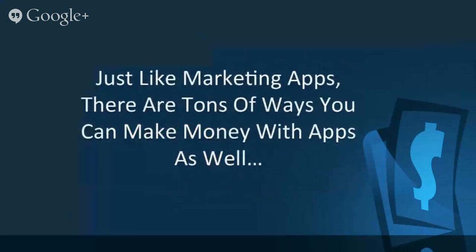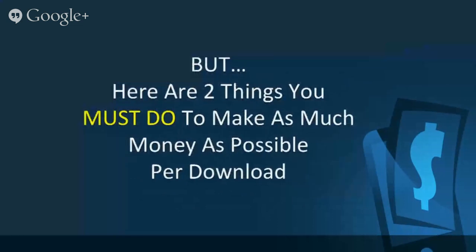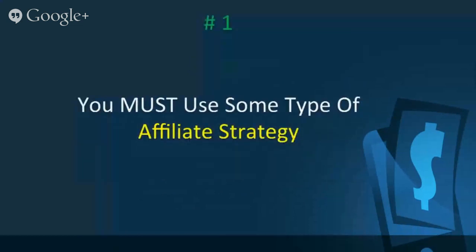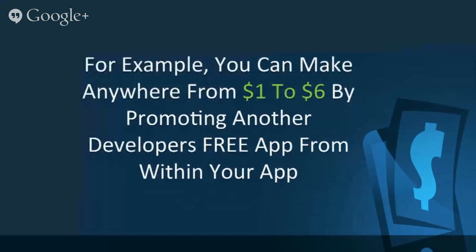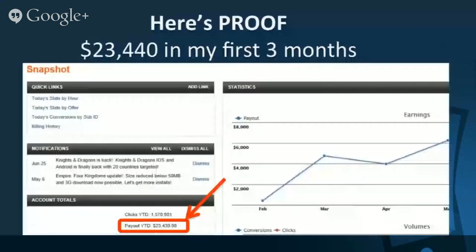Just like marketing apps, there are tons of ways you can make money with apps as well. But here are 2 things you must do to make as much money as possible per download. Number 1, you must use some type of affiliate strategy. For example, you can make anywhere from $1 to $6 by promoting another developer's free app from within your app.